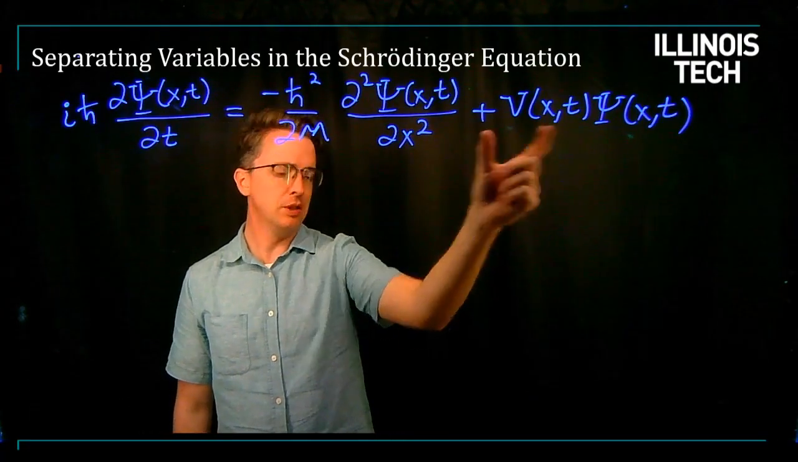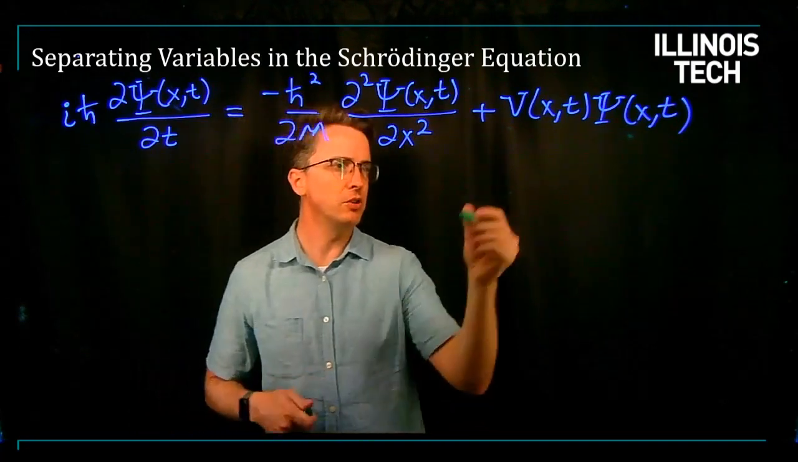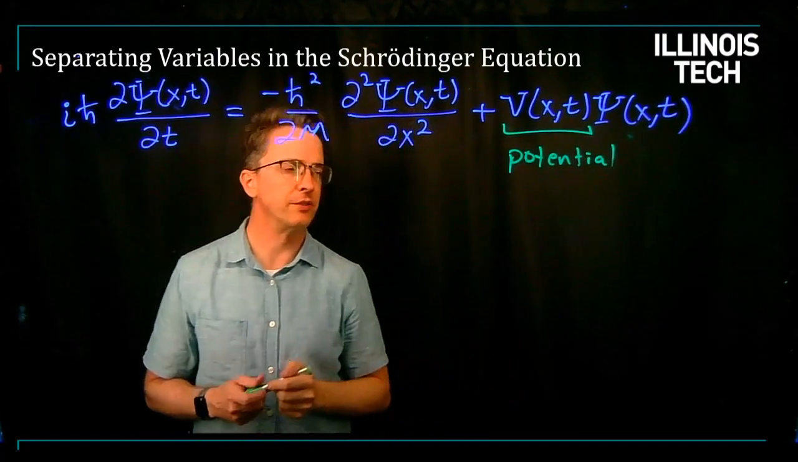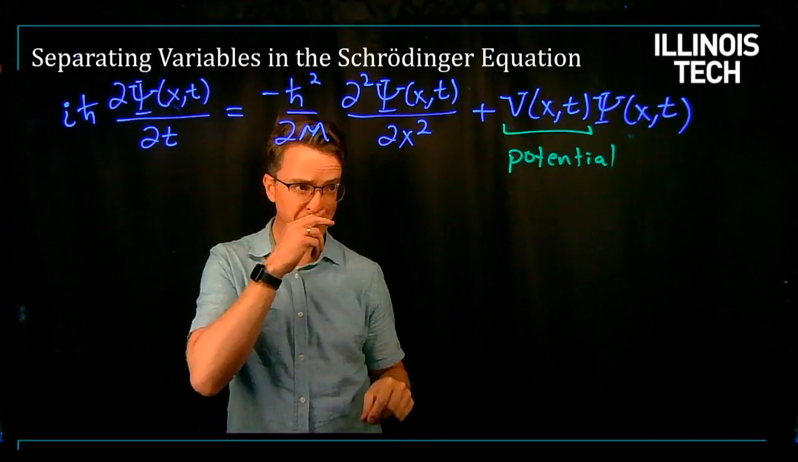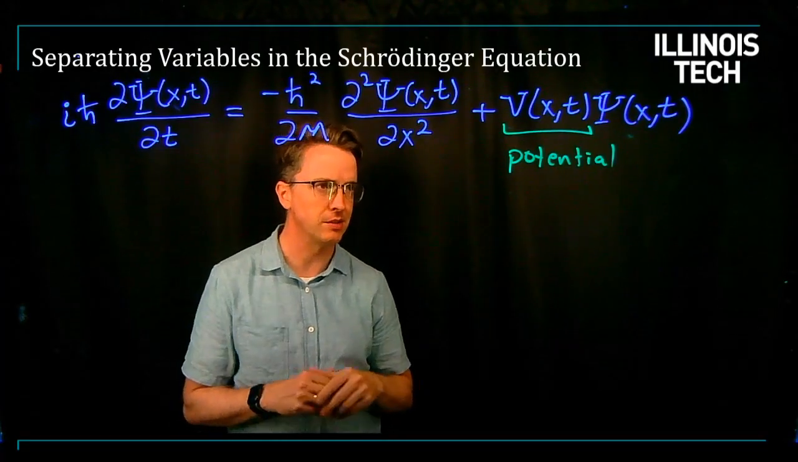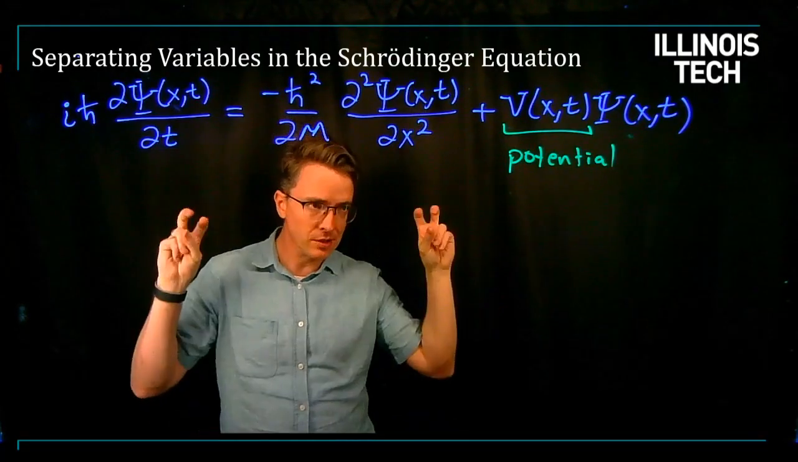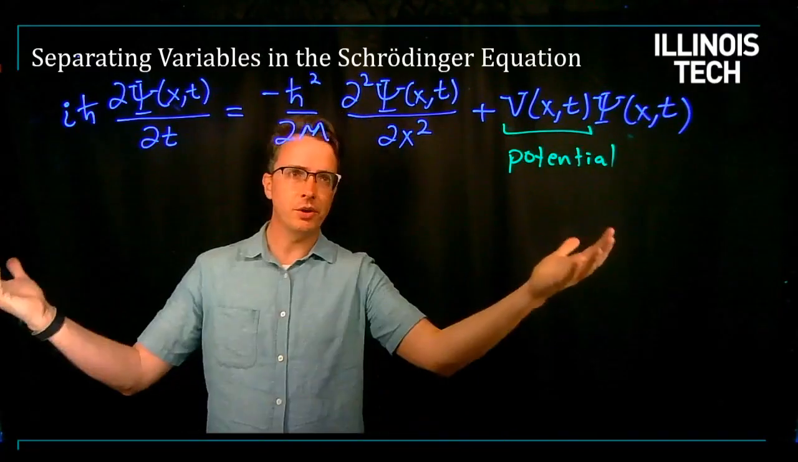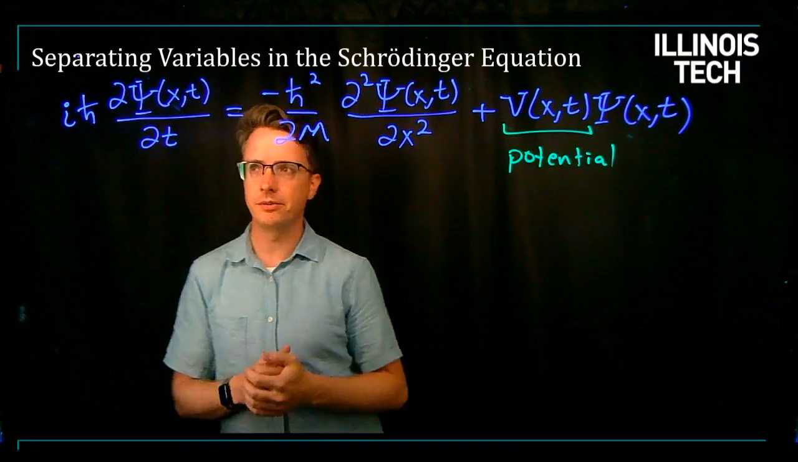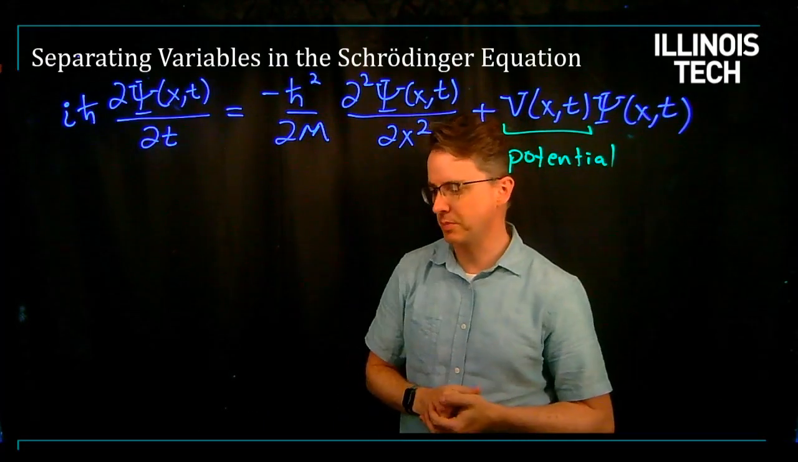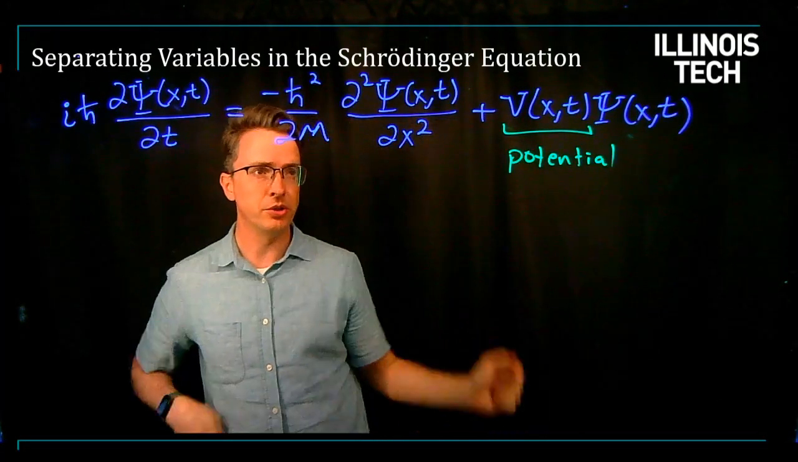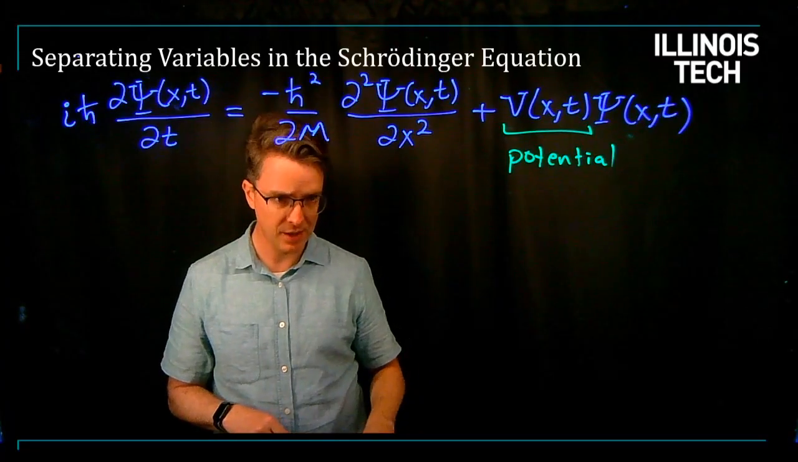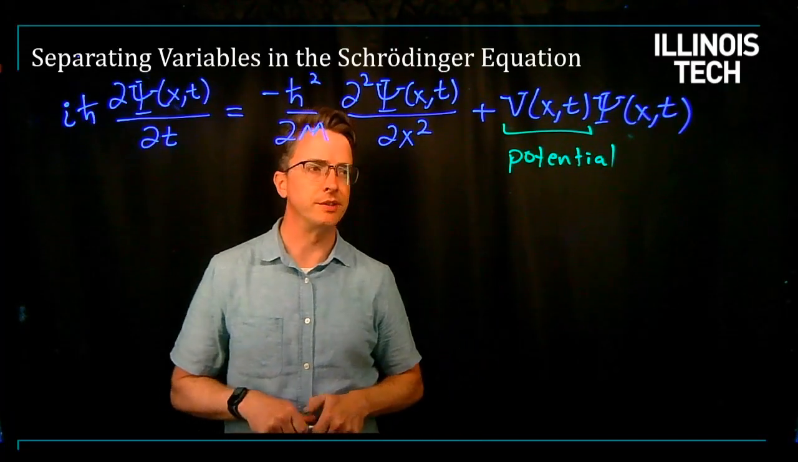Plus V, which is the potential energy of the particle, specifies the conditions that the particle finds itself in, or in the language of classical mechanics, it's related to the "forces" that the particle is experiencing. We want to try to solve this equation. This is a partial differential equation. I've got a partial derivative with respect to time on the left side, a partial derivative with respect to x on the right side, and we want to know what is the function psi.